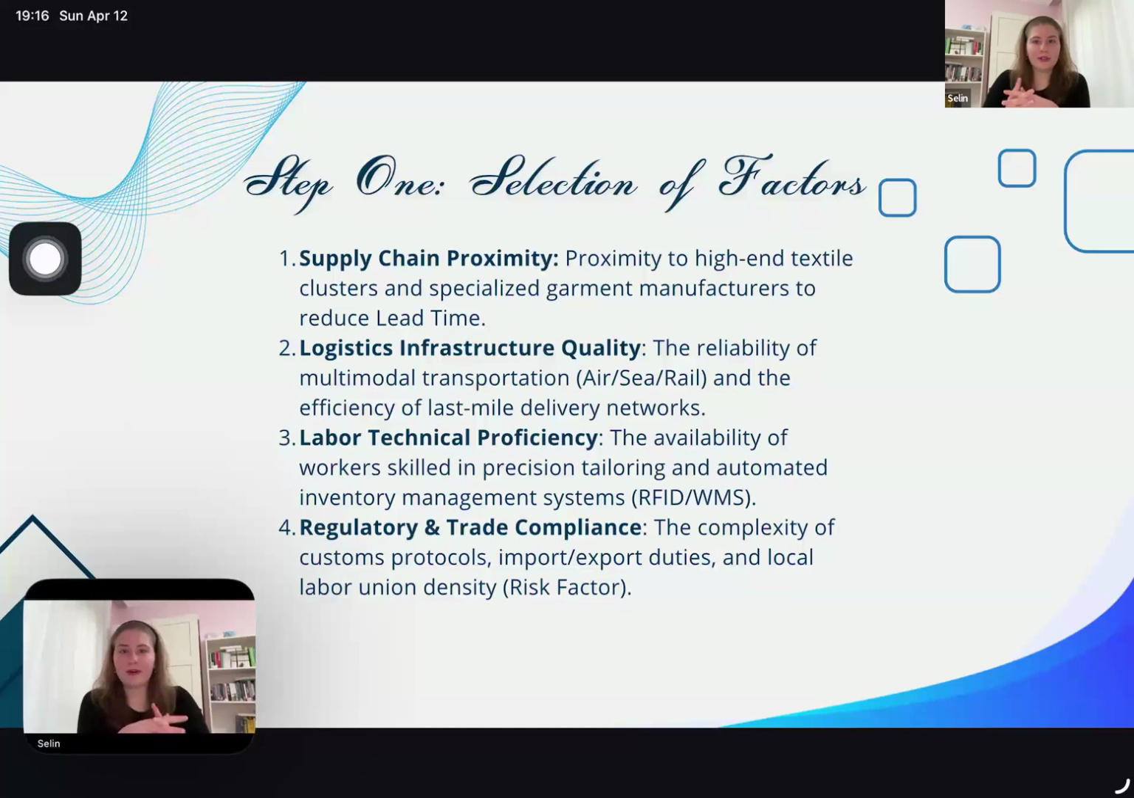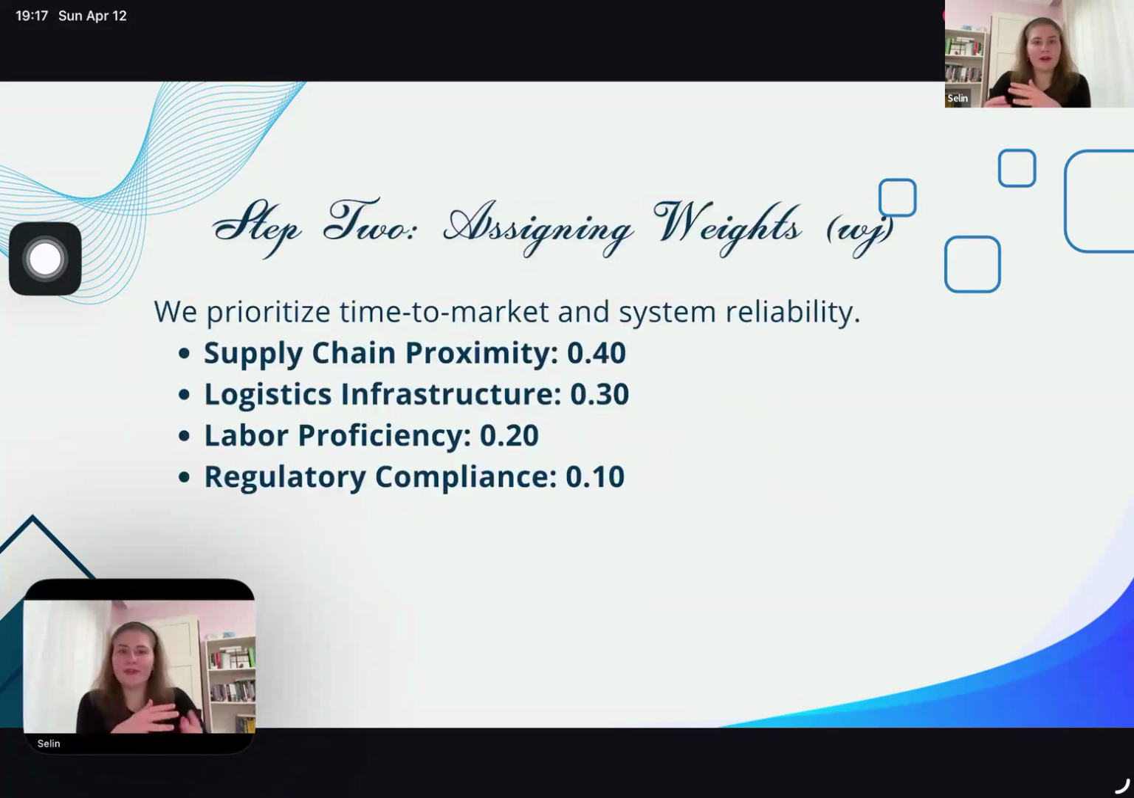Step 1, we are going to select the factors. The four factors that we are going to consider in this case study are supply chain proximity, logistic infrastructure quality, labor technical proficiency, and regulatory and trade compliance. Step 2, we are going to assign the weights. We prioritize time to market and system reliability.